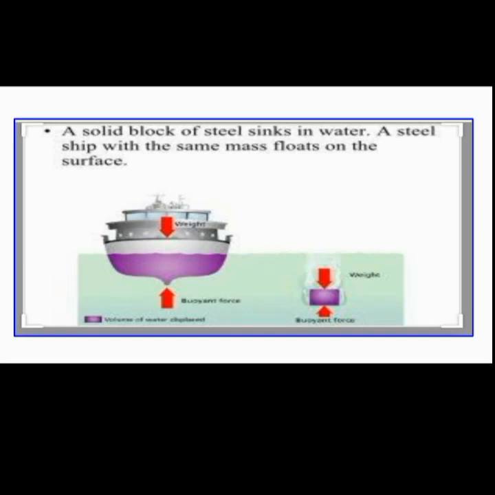The space occupied by them is different. The steel block is taking very small space. So it is having less volume. So the density also is more. On the other hand, ship is having large volume. It is having large size. So it is having more volume. When volume increases, density is decreasing. As a result, the ship will be having less density.